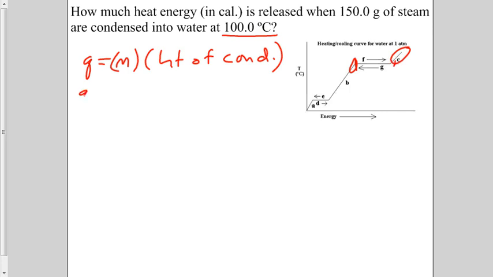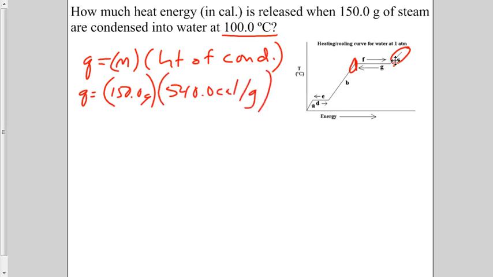So here, Q is going to equal the mass, the 150.0 grams, and the heat of condensation for water is 540.0 calories per gram. Multiplying the two together, we get 8.10 times 10 to the fourth calories. So again, for a phase change only, with no change in temperature, it's just the mass times the heat of whatever phase change is taking place.